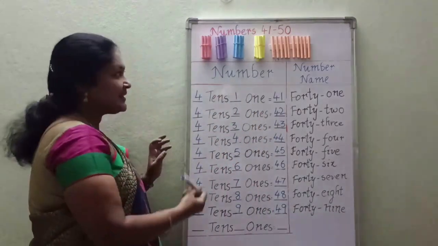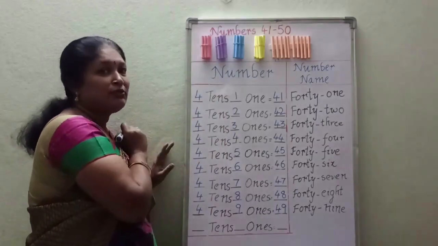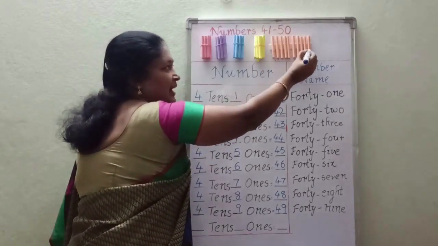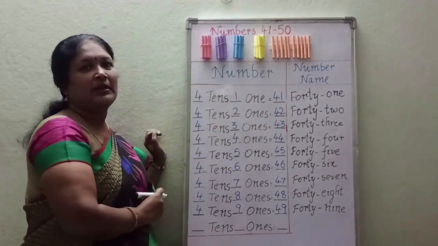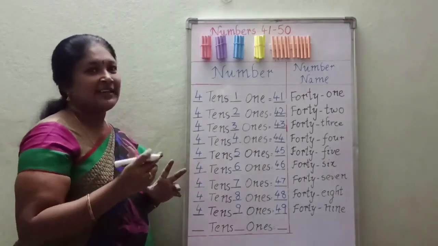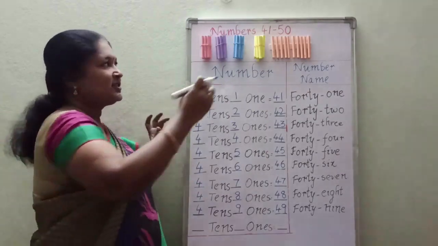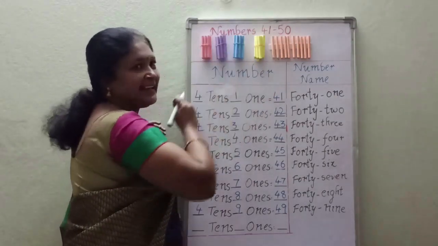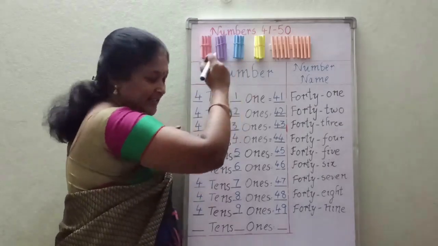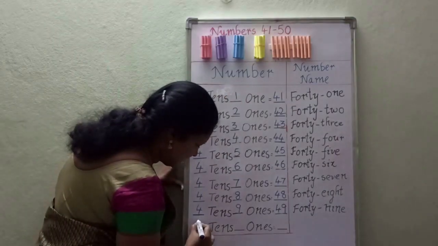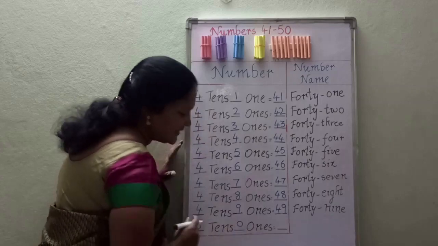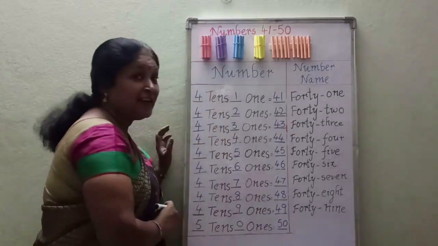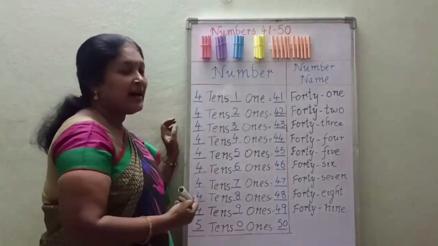49. And next, how many tens are there here? 4 tens are there. And here 9 ones. If we add one more one to this, it will become 10 ones. 10 ones is equal to 1 ten. So all these will become 1 ten. So total how many tens are there here? 5 tens are there. So 5 tens, 0 ones. That will become 50.